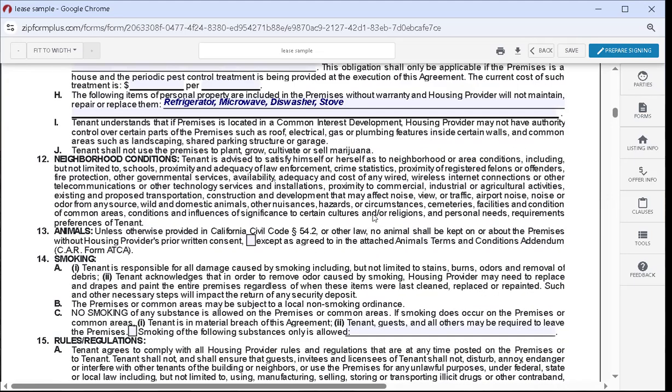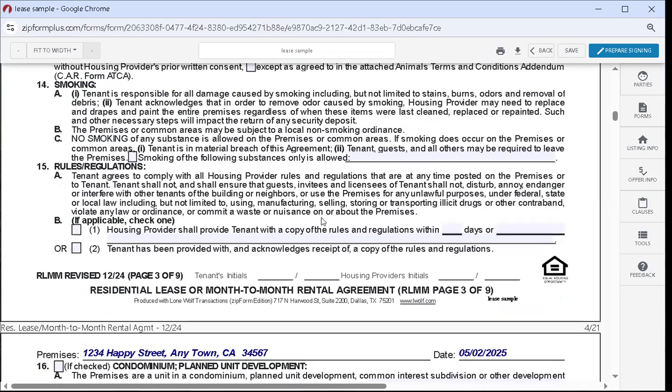I always add the appliances here if I'm writing the lease. I just do it. And then they can negotiate if they want to repair it, but I always kind of cover it in the lease that way. Okay.